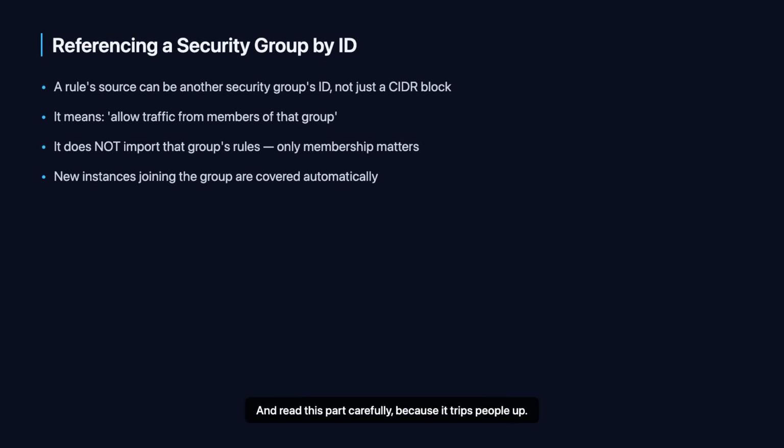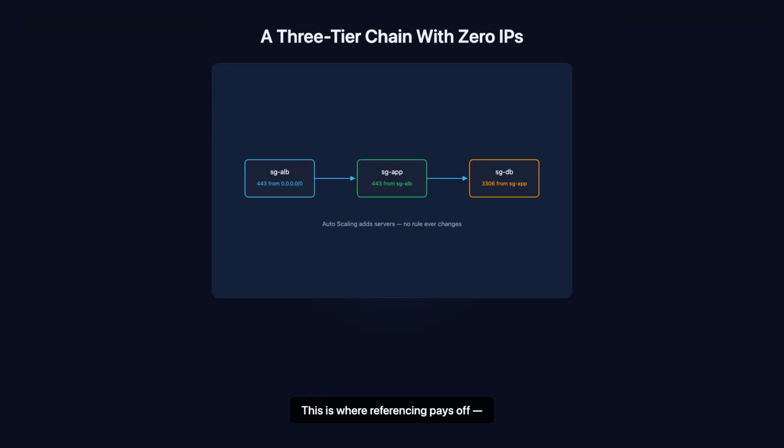And read this part carefully, because it trips people up. It does not import the other group's rules. Only membership matters. If an instance belongs to the referenced group, its traffic qualifies. And any new instance that joins later is covered automatically. No rule change needed. This is where referencing pays off.